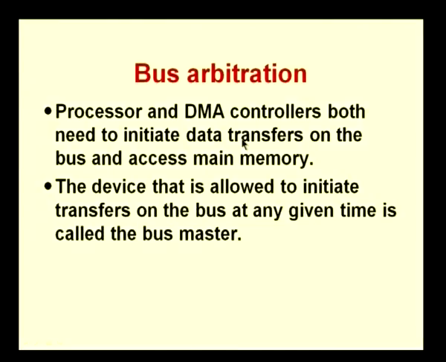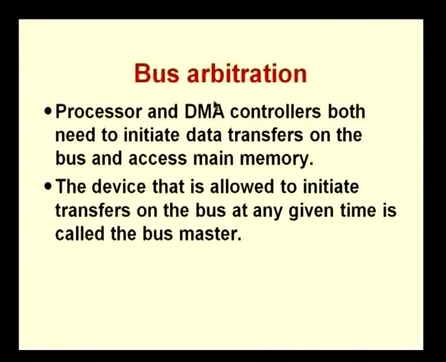Okay. So, here we are talking about the processor and the DMA controllers both wanting to initiate data transfers on the bus and access main memory. Now, who is going to be given the bus? That has to be determined by a mechanism called bus arbitration.